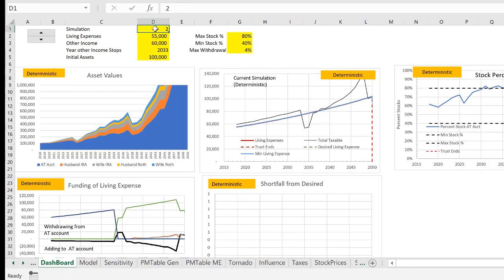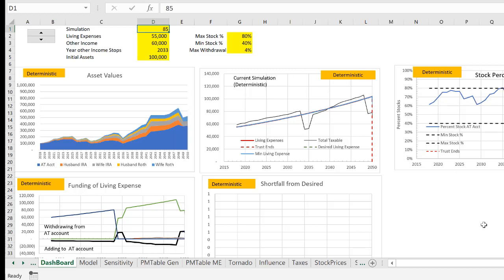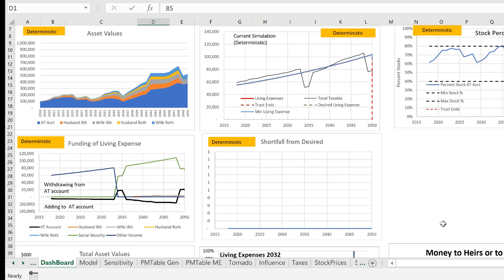If I looked at that bad case of 85 now, even in that case, I don't have a shortfall. What's showing here is that our desired living expenses, 55,000, correspond to our minimum living expenses. That's why we don't see two lines here. So if we can live with 55,000 rather than 60,000, we're able to contribute some money to our after-tax account with our other income. And it's just a short few years that we have to take money out of our after-tax account when the Social Security stops.